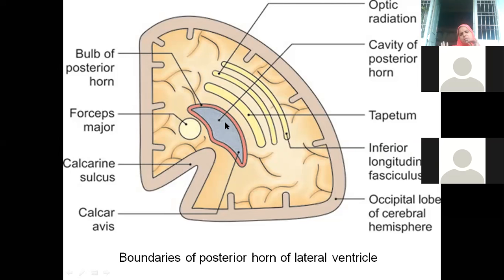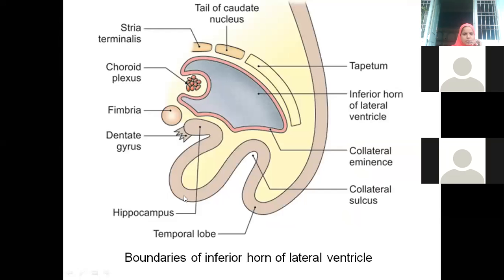Now, just look at this picture and give your own explanation. We know it is the posterior horn, and superiorly you can write all these three structures. But you need not worry about the meanings of so many things, not required. So what are the various things we are finding? Tapetum. Then we are finding the optic radiation. Then the other, inferior longitudinal fascicle. So these are the boundaries of the posterior horn. Then, this is the inferior horn. The inferior horn is found in which lobe?